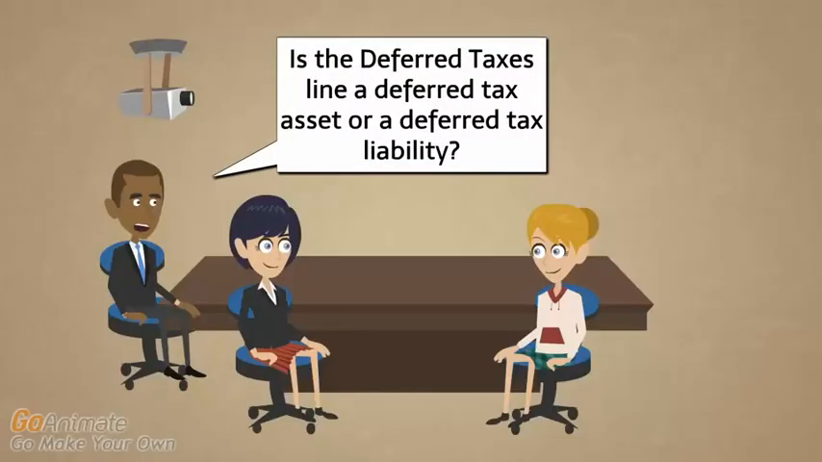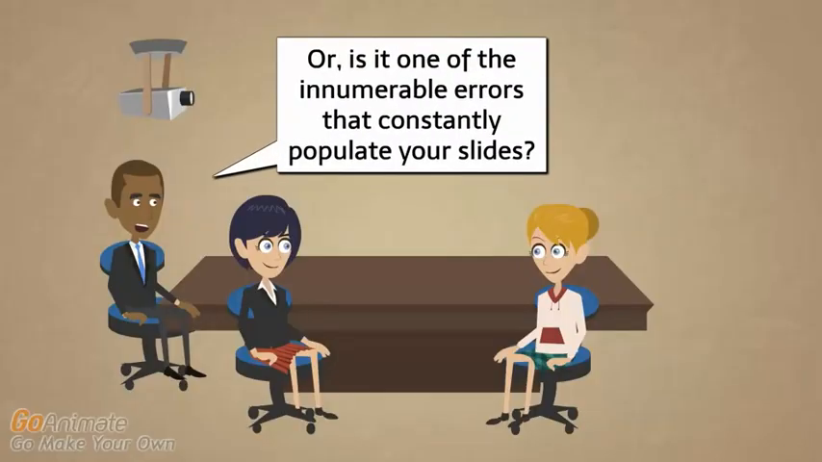Is the deferred taxes line a deferred tax asset or a deferred tax liability? Or is it one of the innumerable errors that constantly populate your slides? It's not one of the innumerable errors on my slides. I try to reshoot these videos 6 or 7 times to remove all the typos on the slides. You know, this credit to deferred taxes is vague because we don't know whether it's deferred tax assets or liabilities, but there's some additional information that we can get which will tell us how much of this is DTAs and how much of this is DTLs. So let's go and look at that.